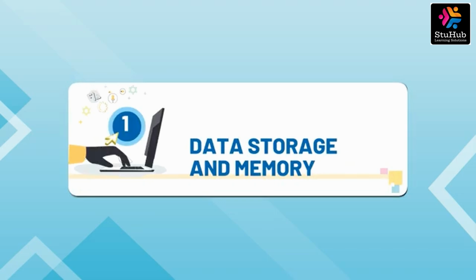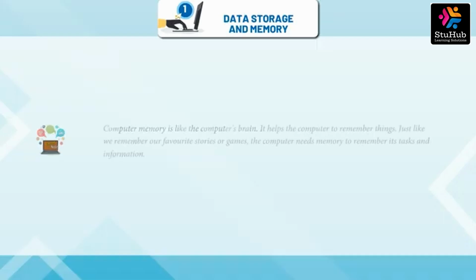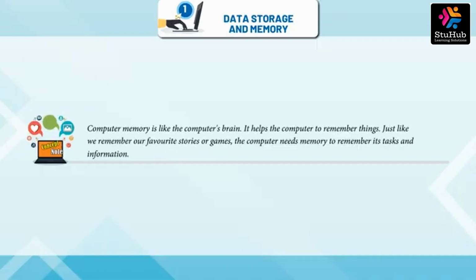Lesson 1: Data Storage and Memory. Computer memory is like the computer's brain. It helps the computer to remember things, just like we remember our favorite stories or games. The computer needs memory to remember its tasks and information.